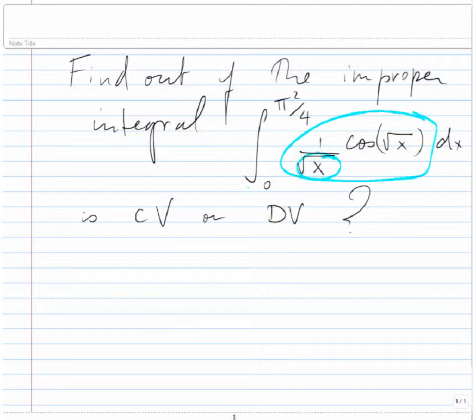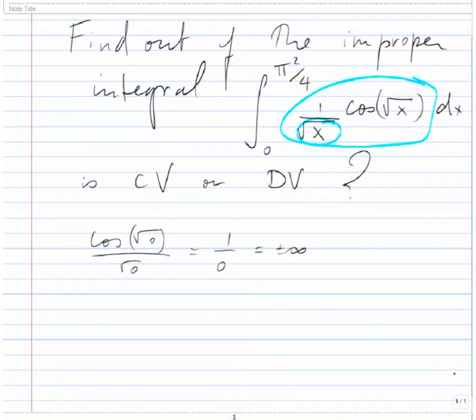So 0 is a bad point, and clearly if you take cosine of square root of 0 over square root of 0, you will find 1 over 0, knowing that square root of 0 is 0 and cosine of 0 is 1. So this will be plus minus infinity, and therefore 0 is a bad point with the vertical asymptote. Okay? So this is truly an improper integral. Great. Now, there are many ways you can tackle these improper integrals.